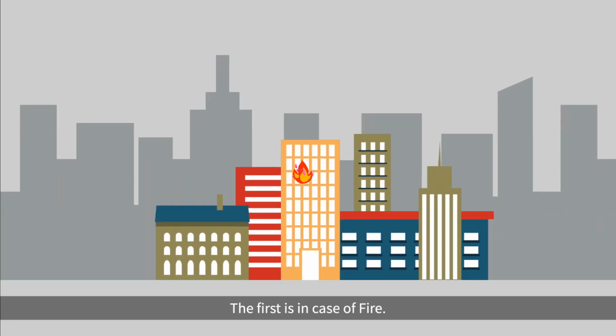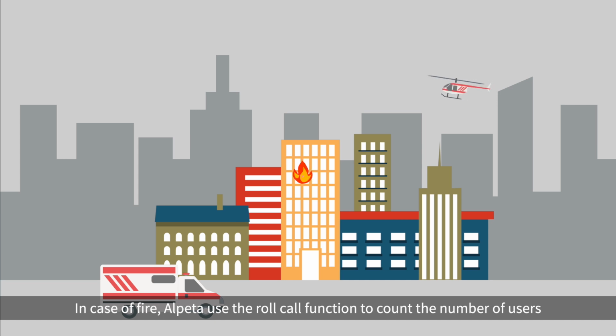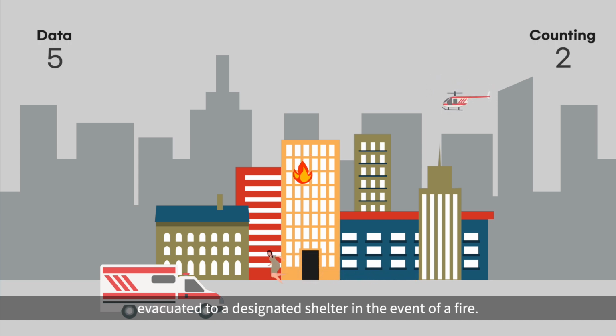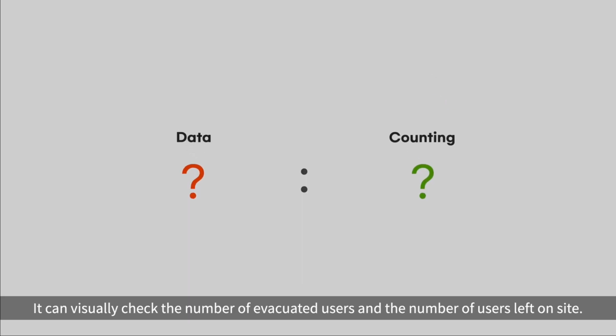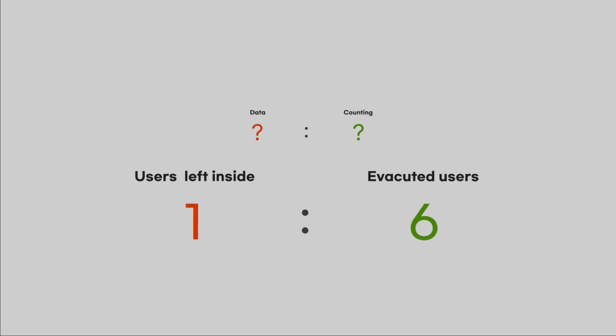The first is in case of fire. In case of fire, Alpeta uses a roll call function to count the number of users evacuated to a designated shelter in the event of fire. It can visually check the number of evacuated users and the number of users left on site.